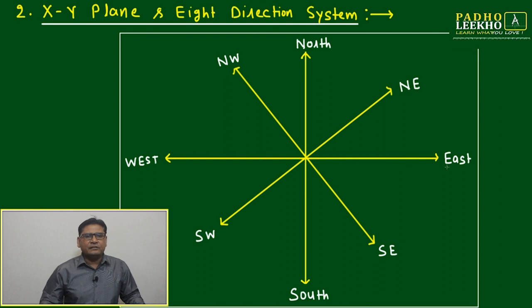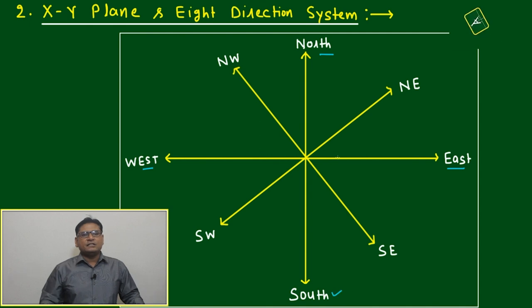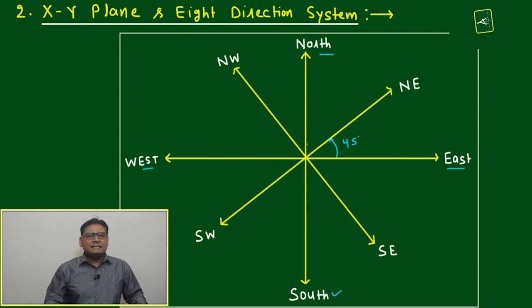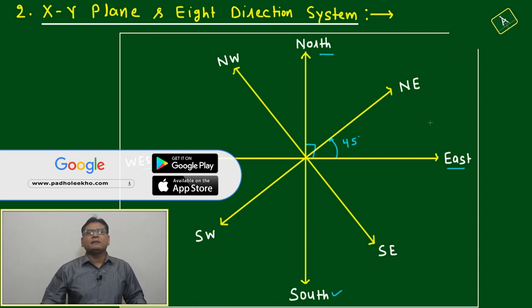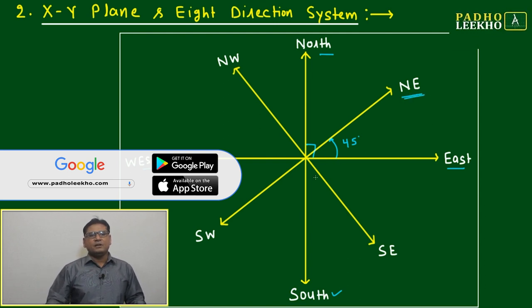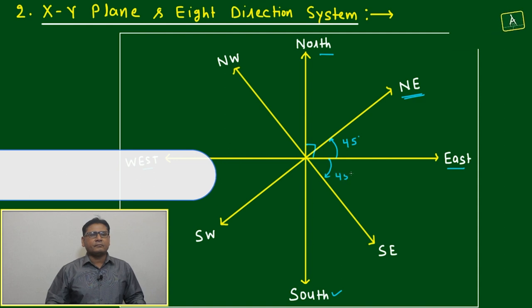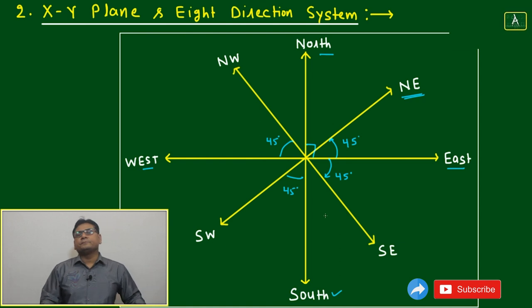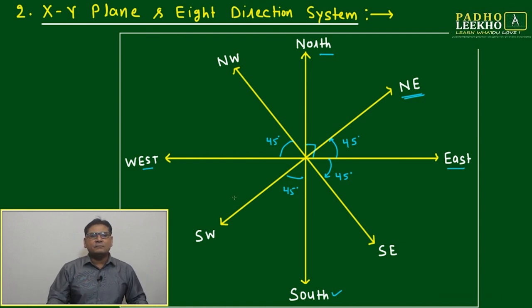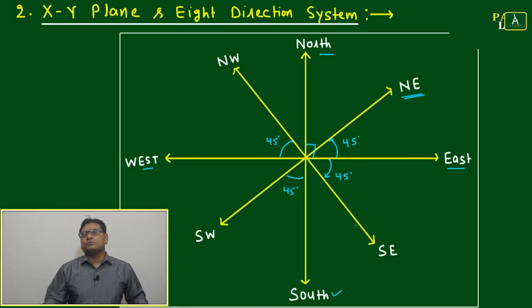Then this is your 8 direction. This is your east, north, west and south. Just 45 degrees from east, it will bisect the first quadrant of the XY plane, and this is called northeast. Similarly, this is southeast, this will be your northwest and this will be your southwest. It means an exact bisection of the quadrant.